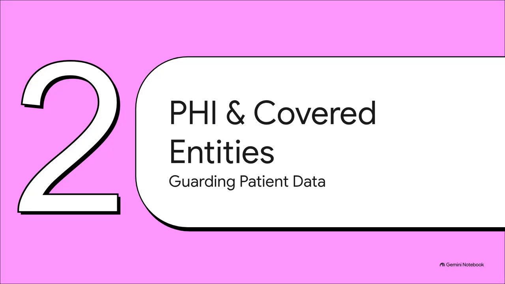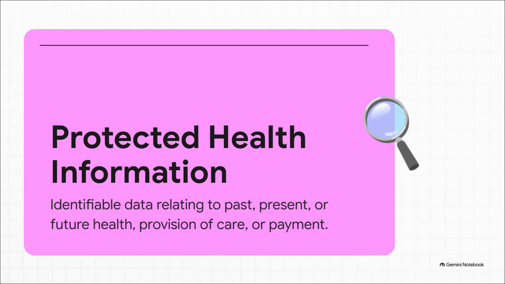Moving right along to Section 2, PHI and covered entities. Now that we know exactly where the privacy rules live within the law, let's pivot to defining the actual treasure we're guarding and identify who holds the legal responsibility as its custodians. So what exactly is the treasure? Well, it's protected health information, or PHI.